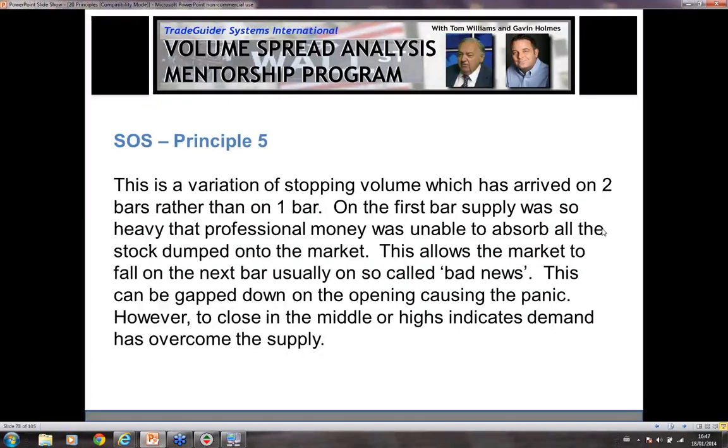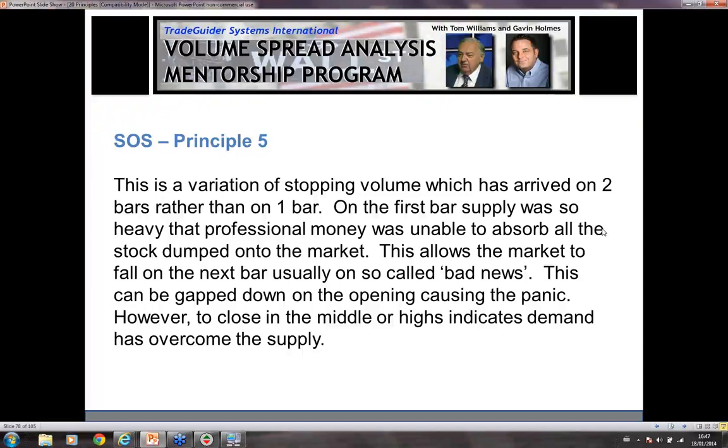Okay. Principle 5. This is a variation of stopping volume which has arrived on two bars rather than one bar. On the first bar, supply was so heavy that the professional money was unable to absorb all the stock or whatever instrument that was dumped onto the market. This allows the market to fall on the next bar, usually on so-called bad news. This can be gapped down on the opening, causing the panic. However, to close in the middle or highs indicates demand has overcome supply.